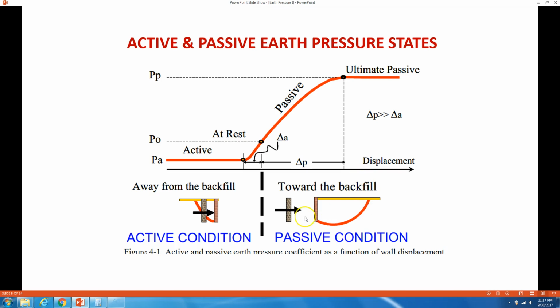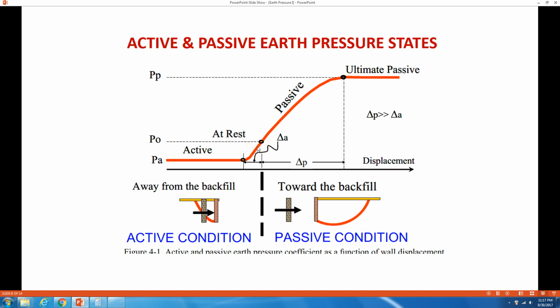Now let's compare what is active, what is passive, and what's at rest. So let's start with at rest. If the wall was not to experience any movement, then the wall is supposed to be in at rest condition. So the coefficient is K0, 1 minus sine phi. That's the at rest earth pressure. We're going to come into that in a minute.